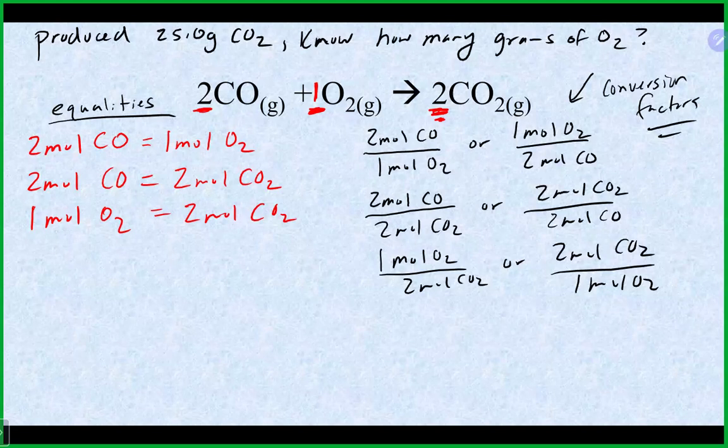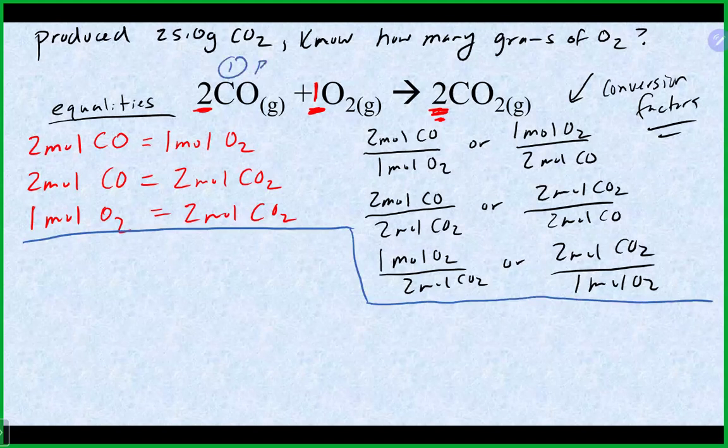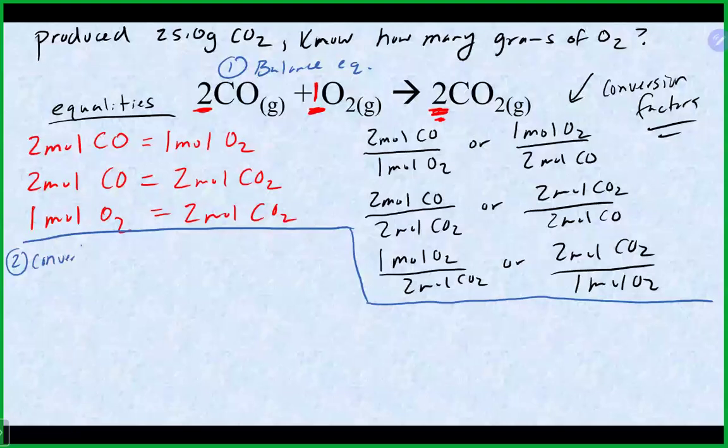So we're going to follow our 4 steps that we talked about here. The first step obviously is done for us. We want to balance the equation, and it's already balanced, so we don't have to do it in this case. The second step is that we want to convert to moles. So basically we want to go from grams to moles.